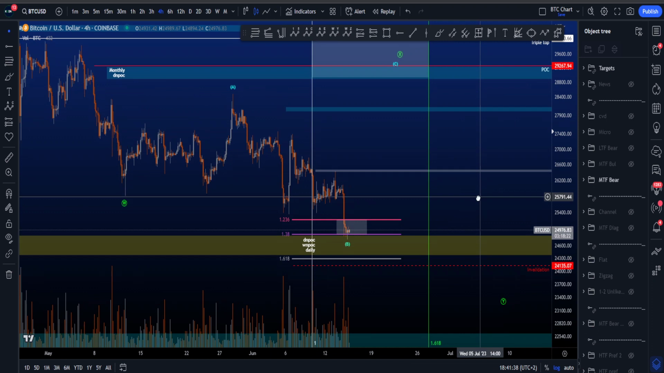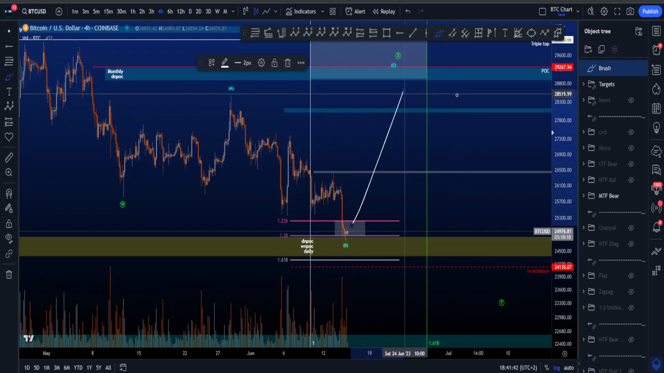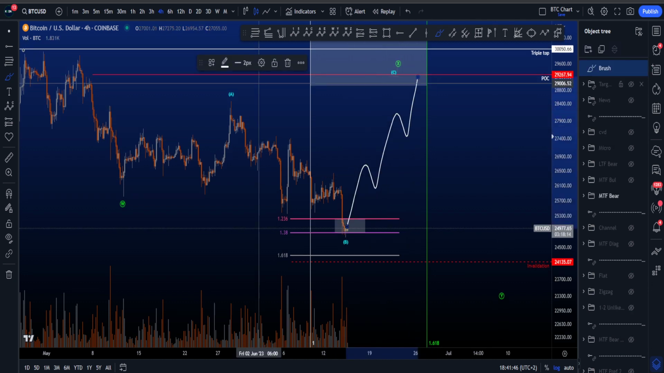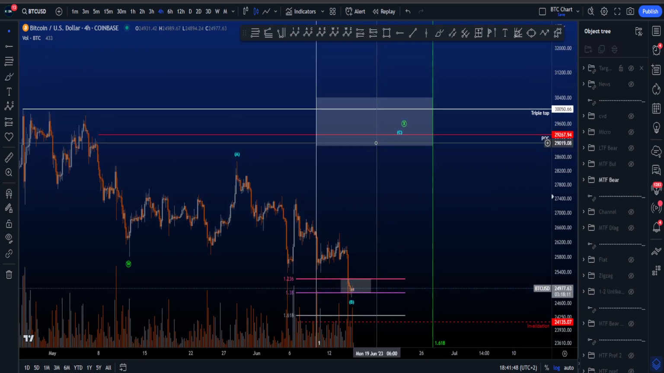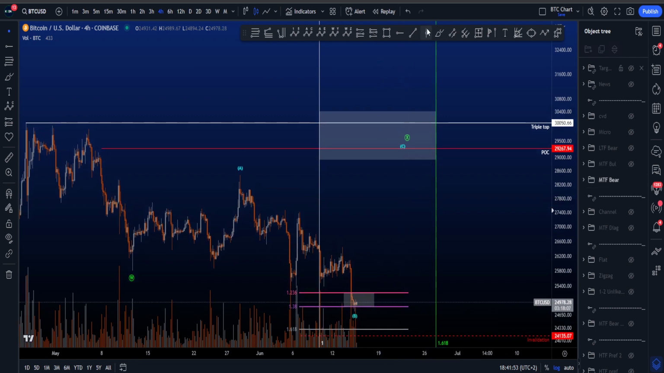And after this range inside this area, we would be looking for a wave C to the upside, which then is a 5-wave structure. So we then have a 5-wave move to the upside, where the common target for wave C is this white box between 28.9k and 30.4k.